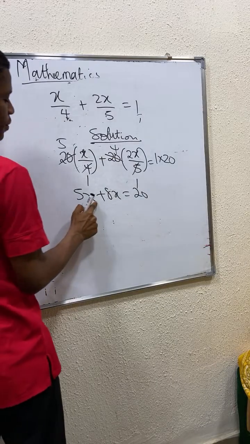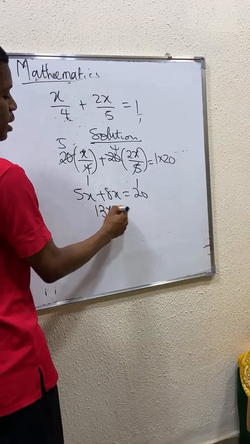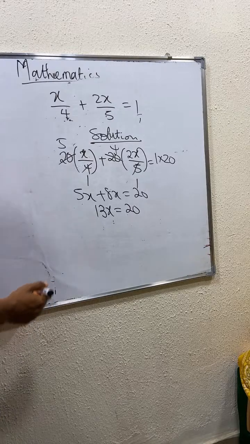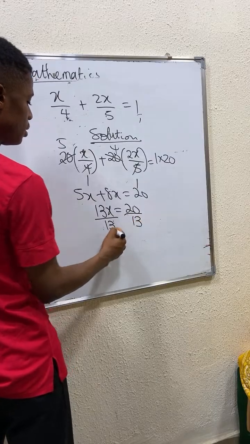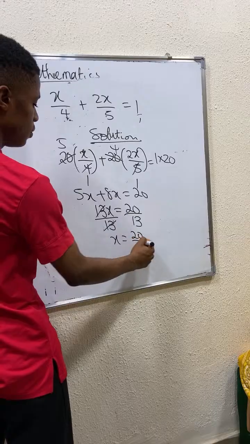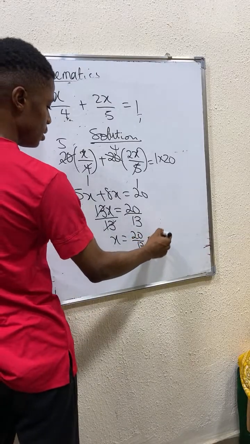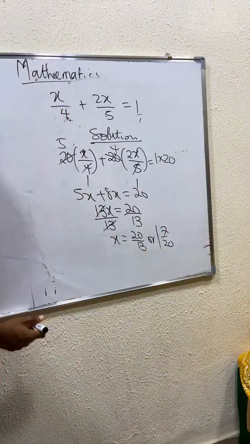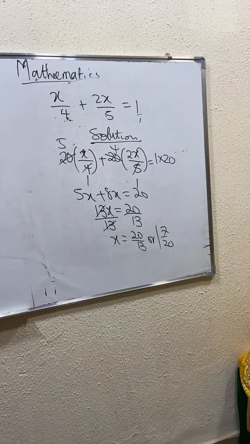So you see that 5x plus 8x is 13x, and that's equal to 20, right? So what do we do? We divide through by 13, and x is equal to 20 over 13. Okay? Or you say that x is 1 whole 7 over 13. I want you to write it and let me know.